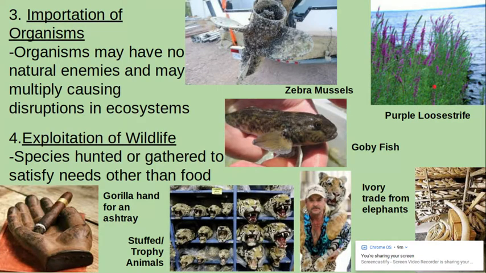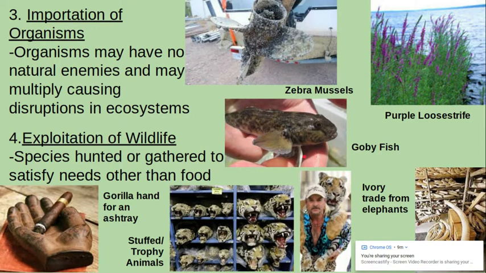Purple loosestrife. This is a plant. You'll see it growing on the side of the road, kind of up a telephone pole. The Adirondacks is filled with it. Again, not native to this area. There's no check because it wasn't from this area. So the species, it's just taking over. Goby fish. Some of you may know of that, those of you that fish.